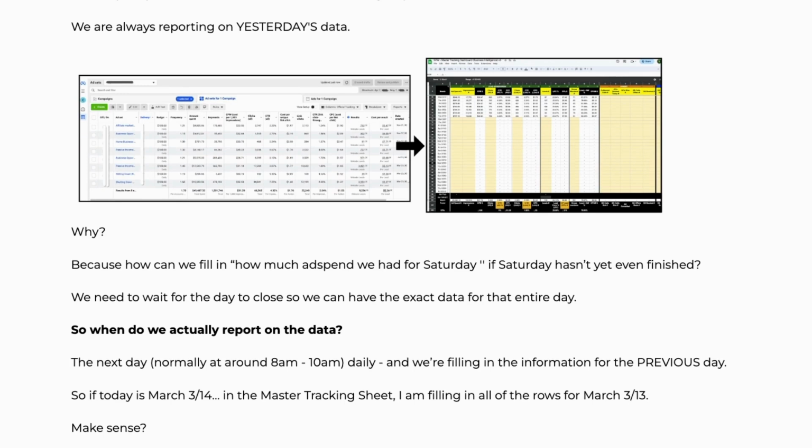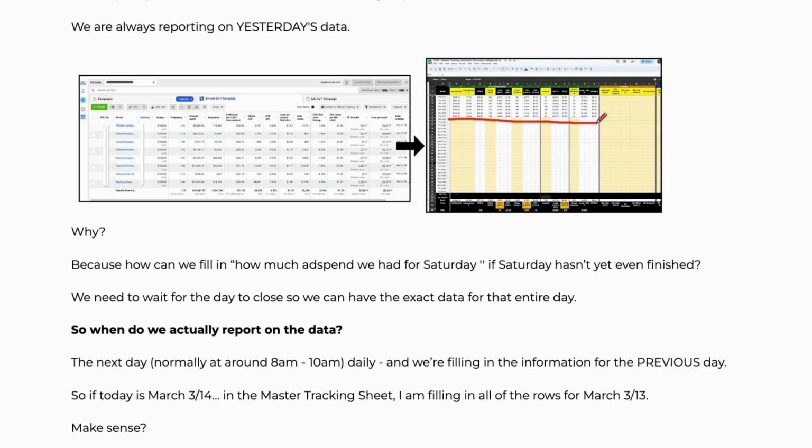What we're going to do is wait for March 14th to close. And then on Friday, March 15th, we're going to go in and fill in Thursday, March 14th's data, okay? So on Friday, we're going to fill in all of Thursday's data because we have to wait for that day to close, right? We can't report on Thursday's data if Thursday hasn't finished yet. And so this is the reason why we always do it the morning of the next day, reporting on the entire previous day's worth of data.